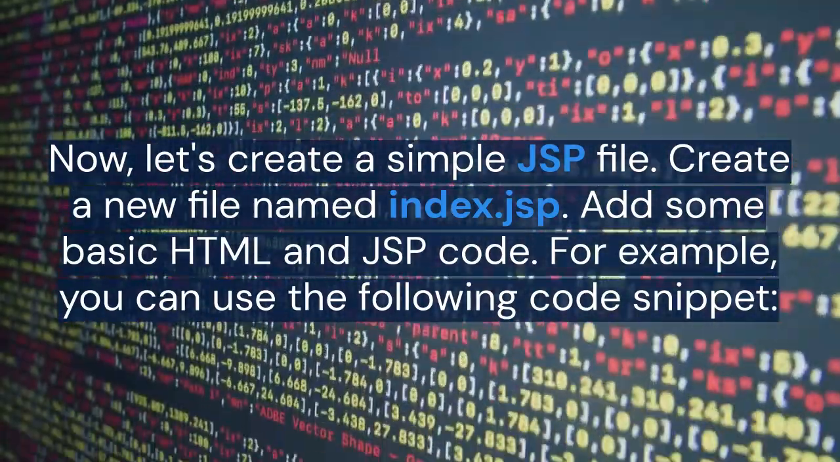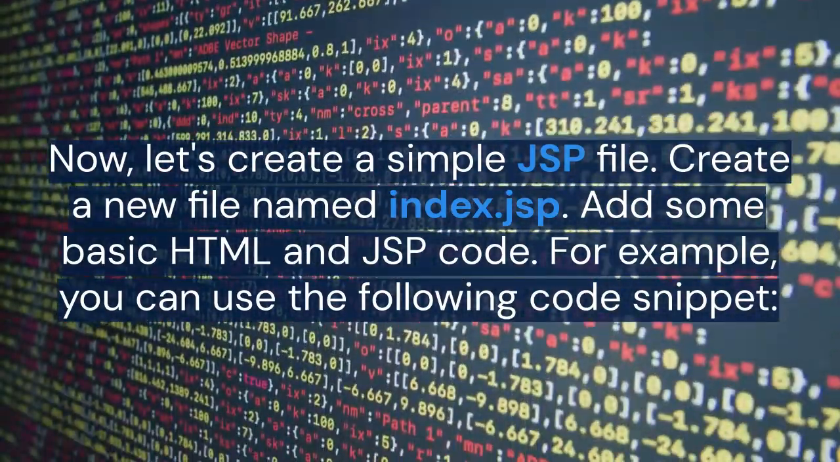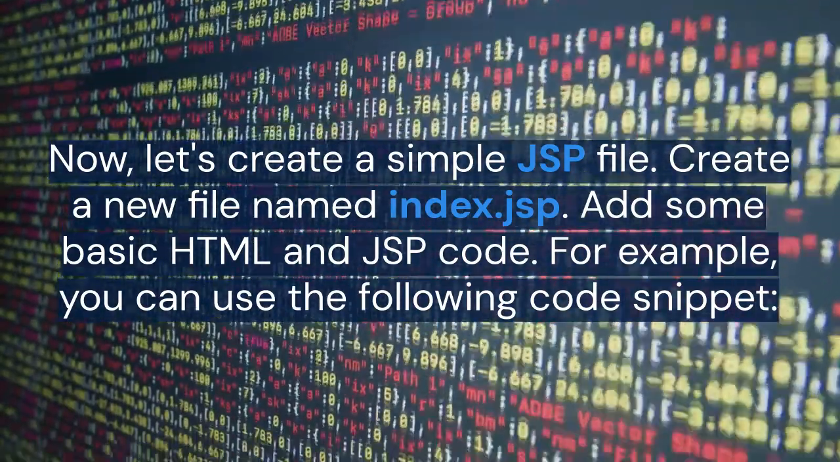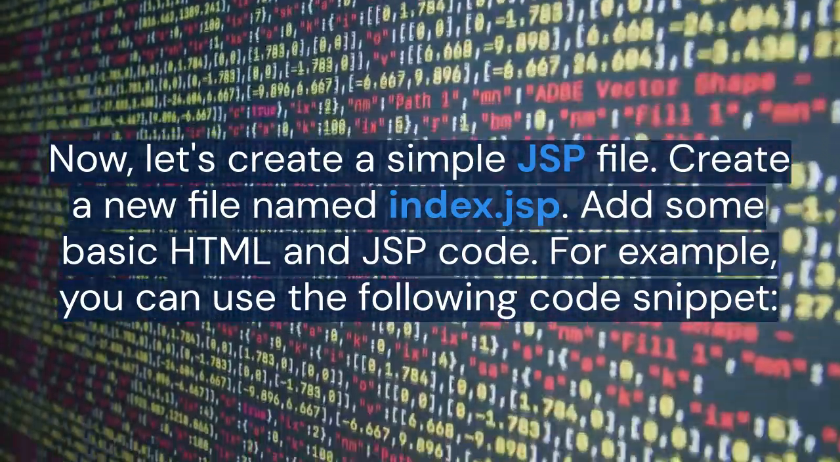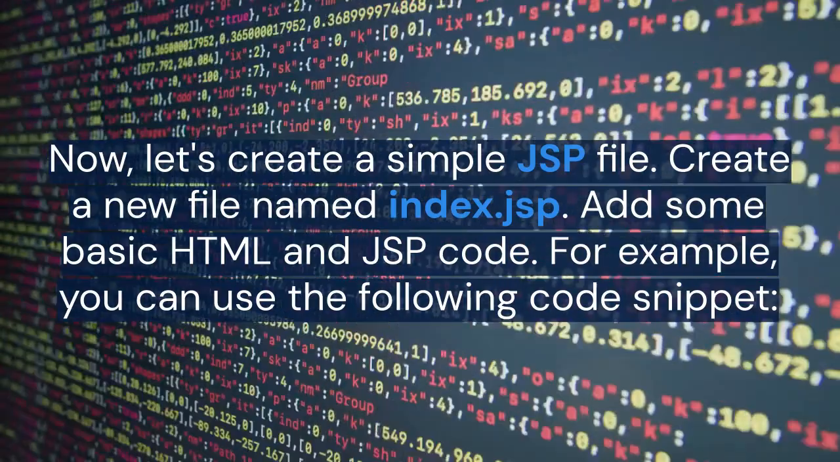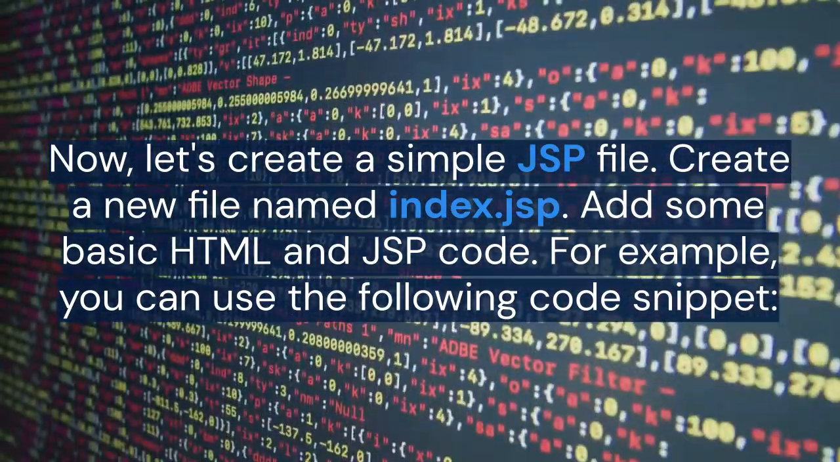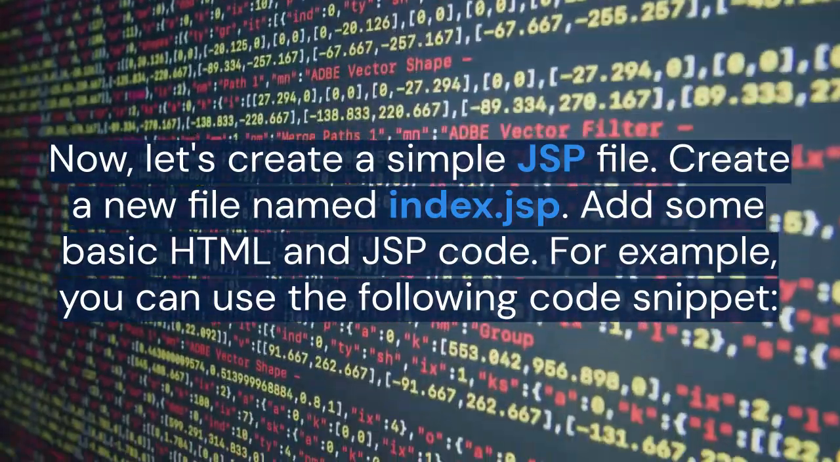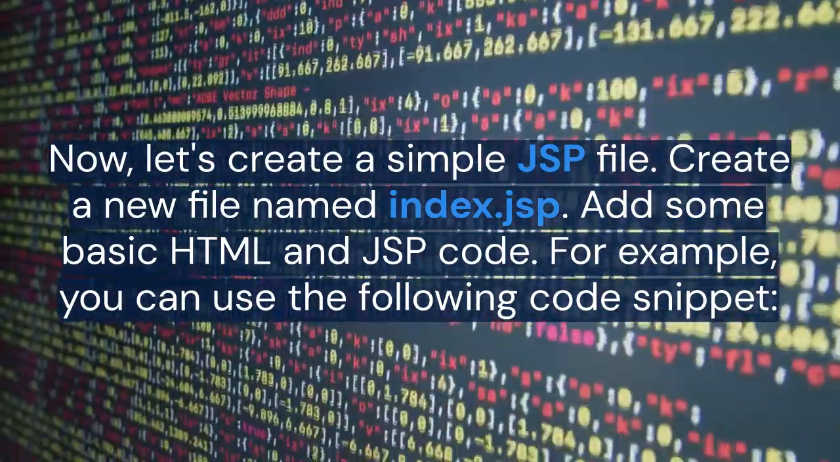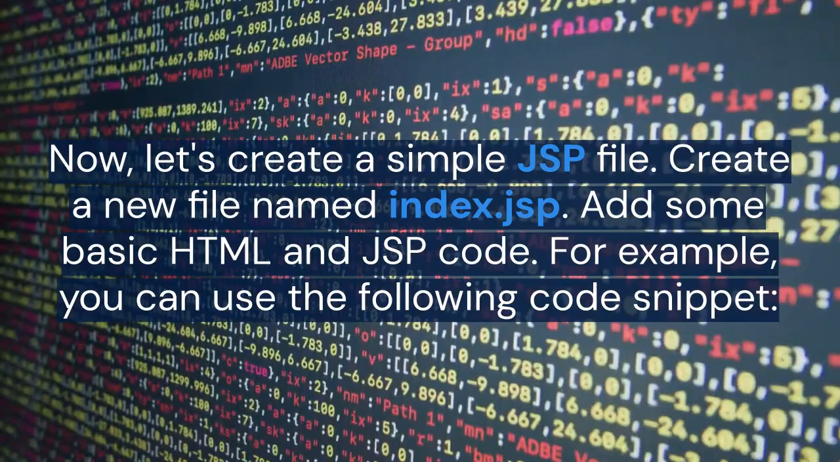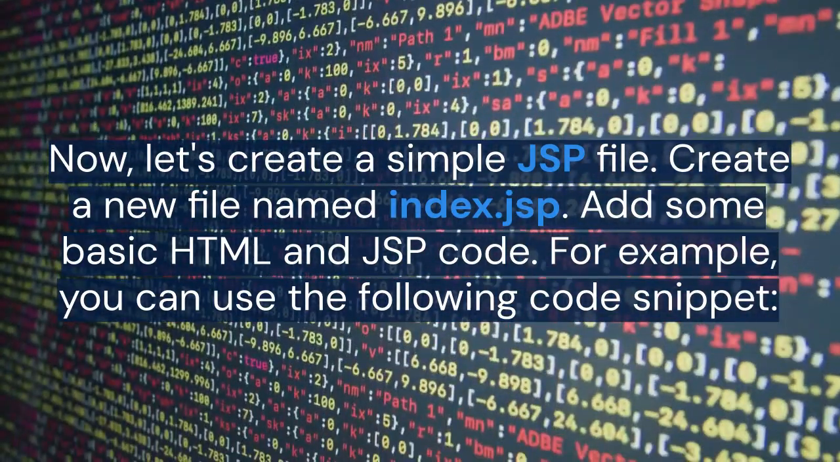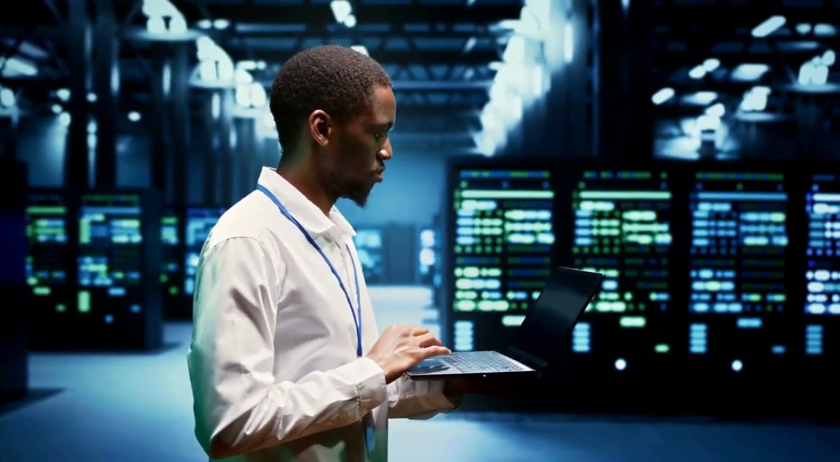Now, let's create a simple JSP file. Create a new file named index.jsp. Add some basic HTML and JSP code. For example, you can use the following code snippet: html, body, h1, hello, JSP, /h1, <% out.println, current time, plus new java.util.Date, %>, /body, /html. Save the file in a directory. This directory will be your web application's root directory.